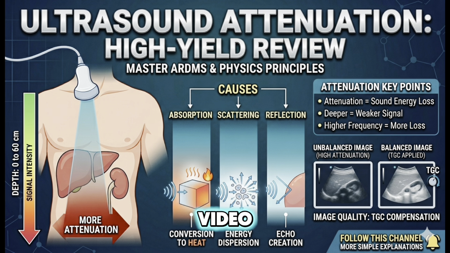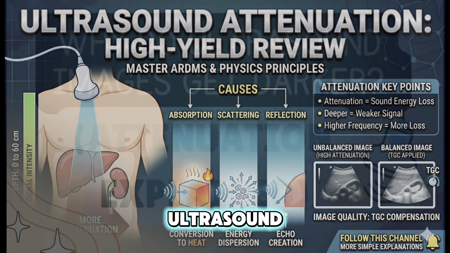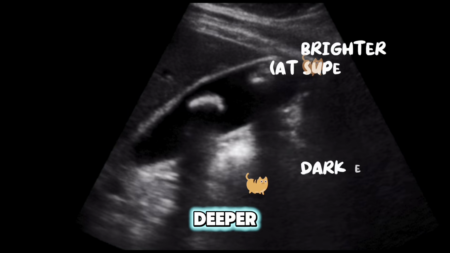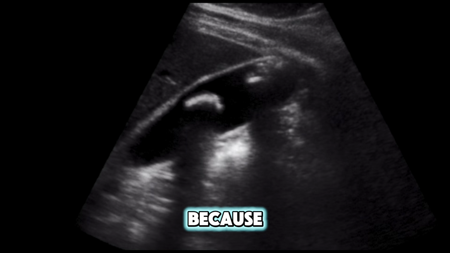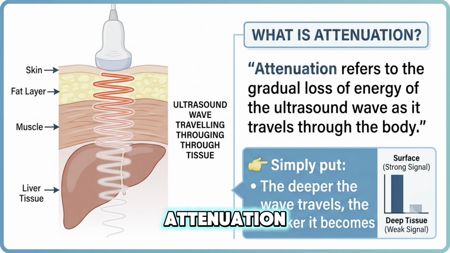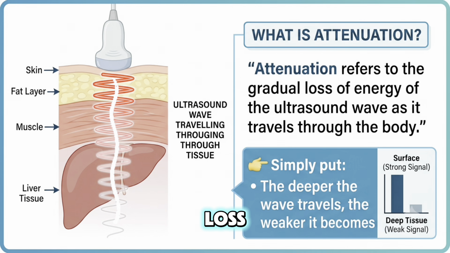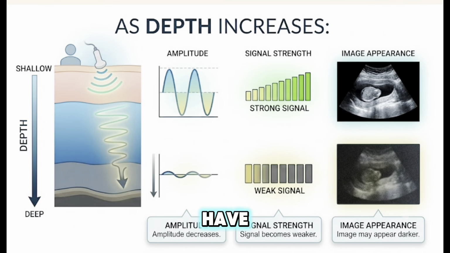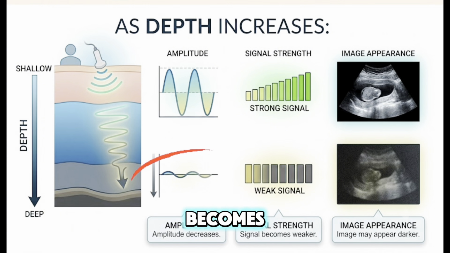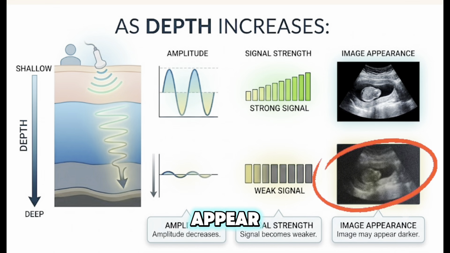For today's video, we will talk about attenuation in ultrasound. Maybe you are wondering why ultrasound images get darker the deeper you scan. That's because of attenuation. Now let us define what attenuation is. This refers to the gradual loss of energy of the ultrasound wave as it travels through the body. Simply put, the deeper the wave travels, the weaker it becomes. You have to remember that as depth increases, amplitude decreases, signal becomes weaker, and the image may appear darker.